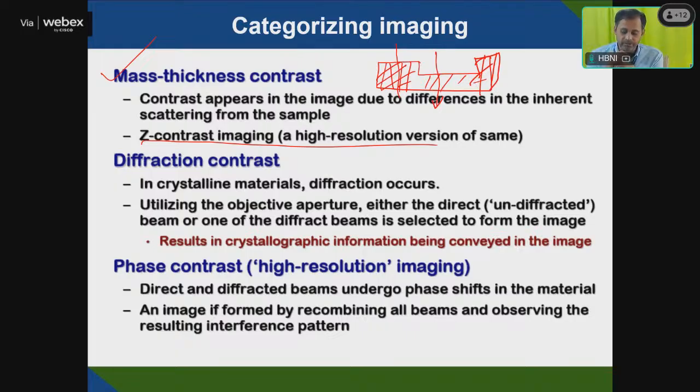And similarly, you have a diffraction contrast, where in crystalline material diffraction occurs. Then you can take the diffracted beam also to get the crystallographic information. And you have a phase contrast image, that is a high resolution image where both the directly transmitted beam and the diffracted beam come together to get a phase contrast image, where you are able to see the atoms or defects inside my sample. So we'll discuss one by one.